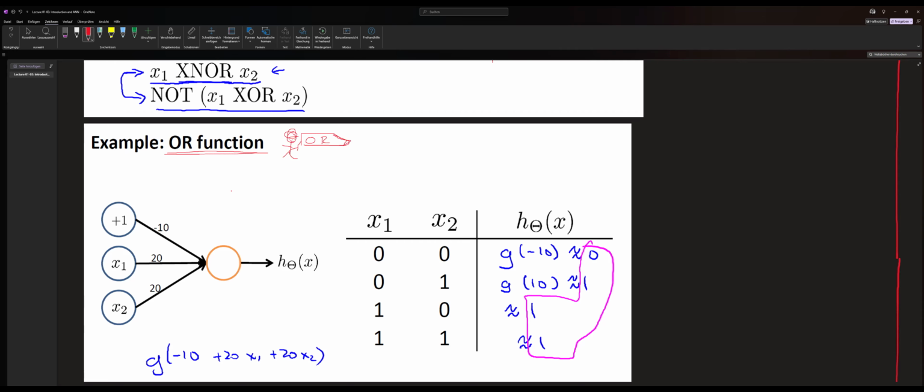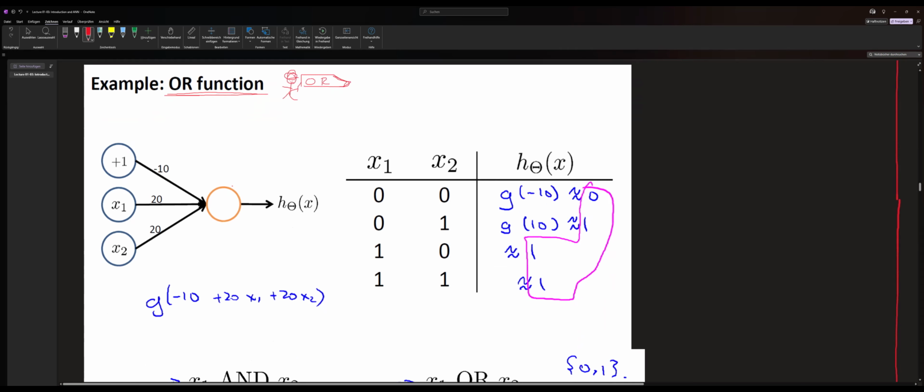Okay, so example OR function. If you don't know what the OR function is, it's pretty easy. It says basically if one of two is true, then the whole thing is true, right? And remember, 0 is false in this case and 1 is true. So this is the connection to logic here.